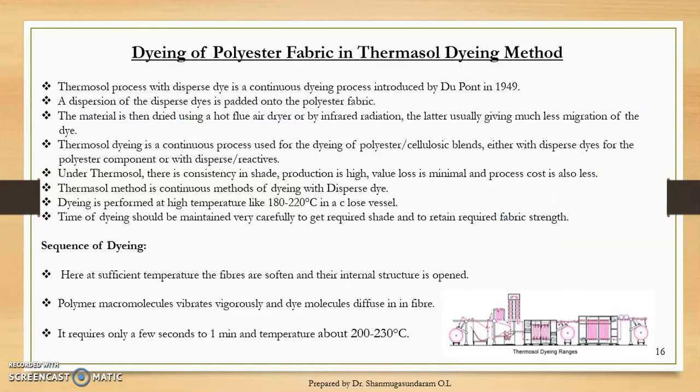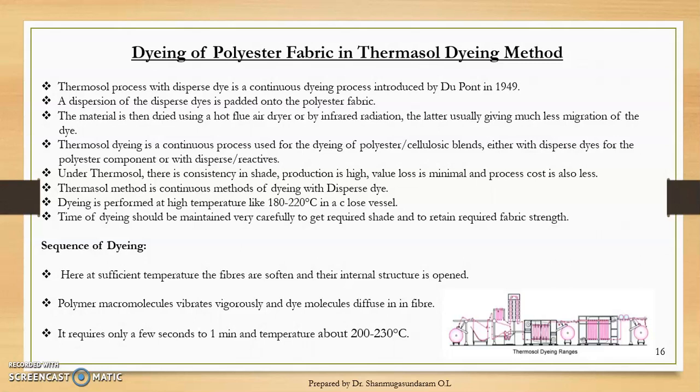So coming to the last and final method, it is the dyeing of polyester fabric by the thermosol dyeing method. The thermosol process with the dispersed dye is a continuous dyeing process introduced by DuPont in the year 1949. A dispersion of the dispersed dye is padded onto the polyester fabric. The material is then dried using a hot flue air dryer or by infrared radiation, the latter usually giving much less migration of the dye.